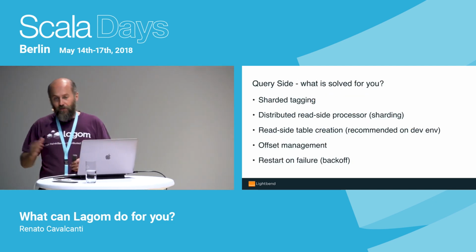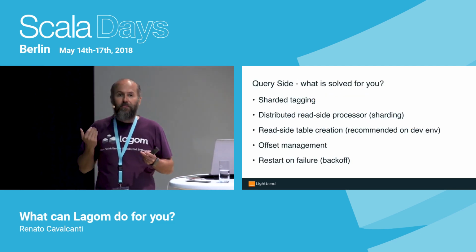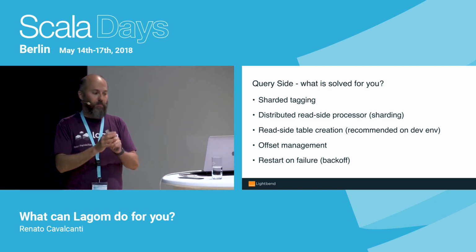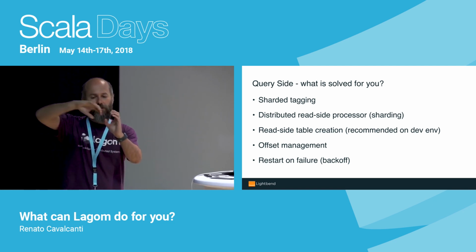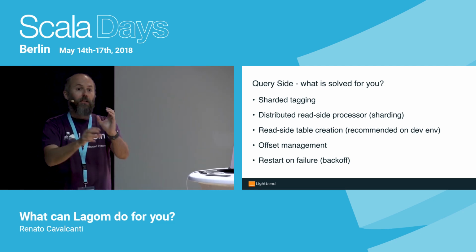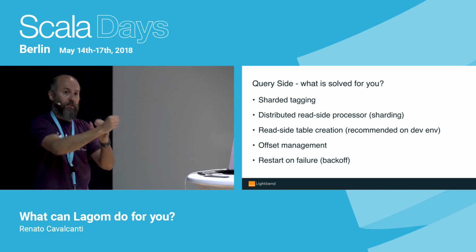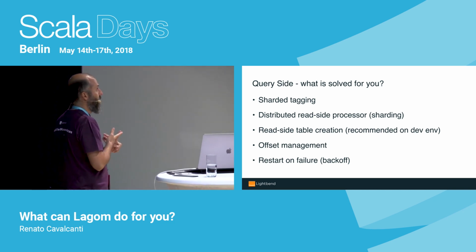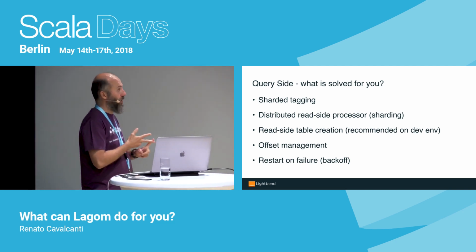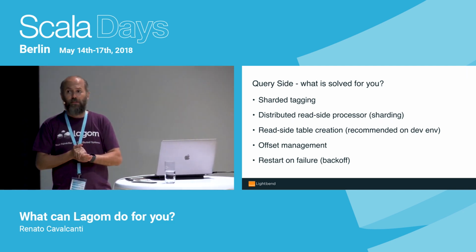The query side, so to generate views from my events, I'm talking about one single service, okay? In my service, I have entities that are producing events on my journal, and from that journal, I will generate some views on my model. So there are a couple of things there. The first thing is the sharded tagging, which allows me to have distributed read-side processors.